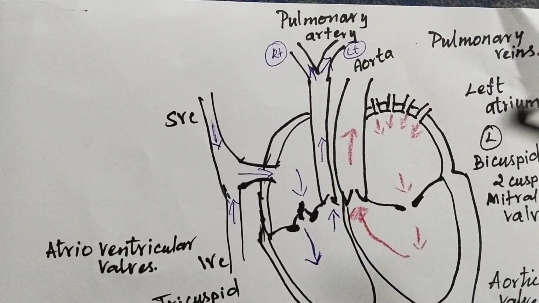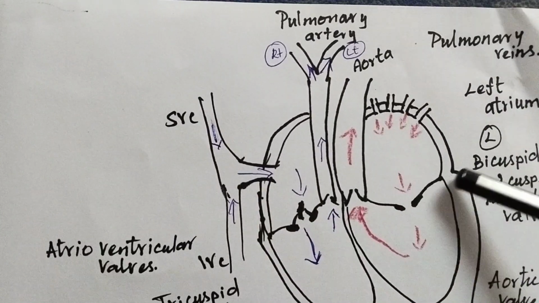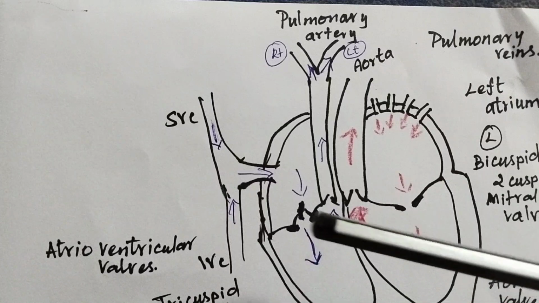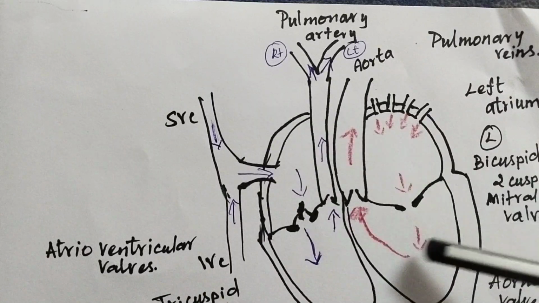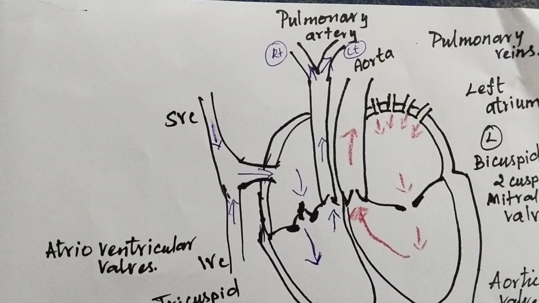And the heart, we can say 2 pumps. This is the right side pump and the left side pump. The right side pump pumps blood to the lungs. The left side pump pumps the blood to all over the body.